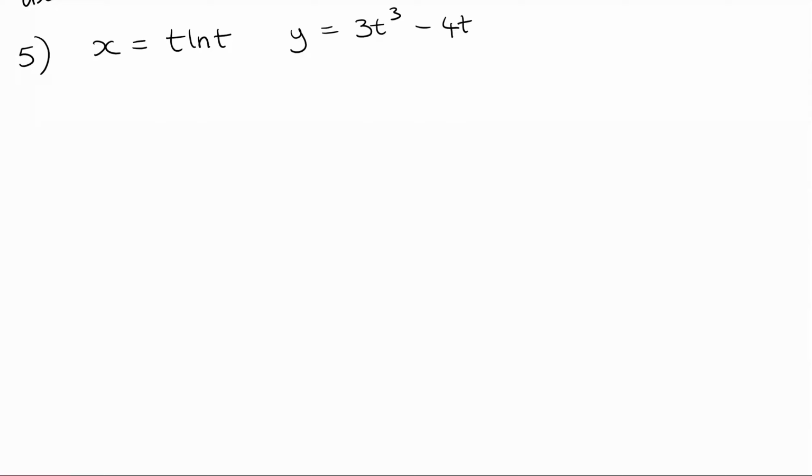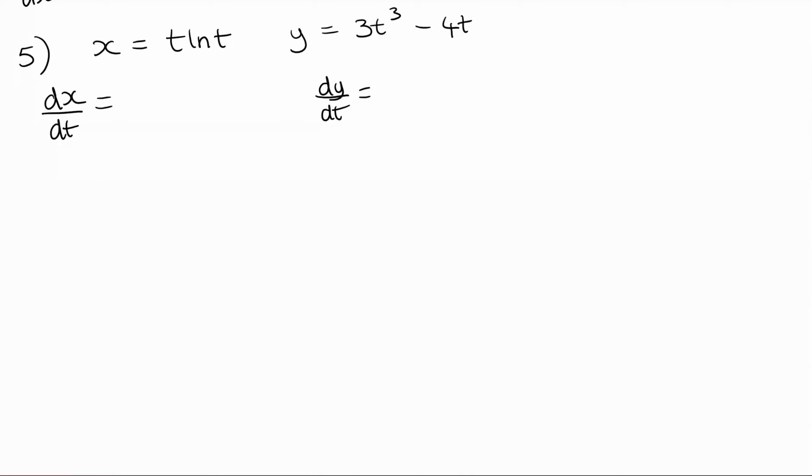So as I mentioned with last week's example with parametric, you don't need to find the Cartesian equation here. So you don't need to get this as y some function of x and then just find dy by dx. What we can do is find dx by dt and find dy by dt.